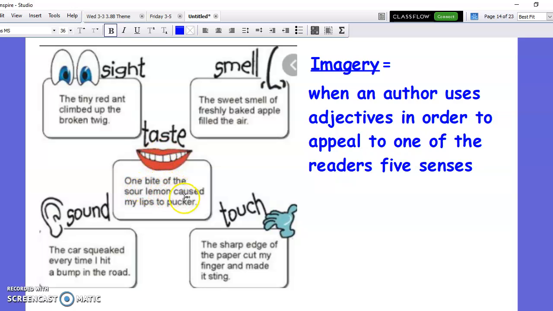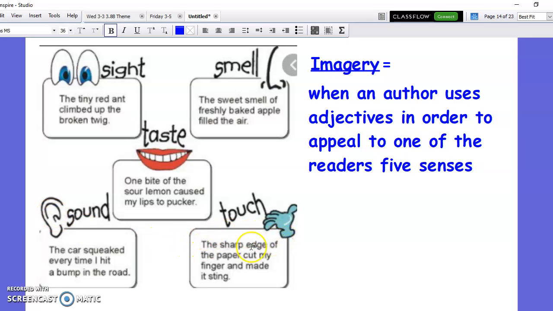One bite of the sour lemon caused my lips to pucker. Sour is an adjective that describes how something tastes, so these words appeal to your sense of taste. Sound: the car squeaked every time I hit a bump in the road. This time it's not an adjective, rather the verb squeak is a type of sound, so it appeals to your sense of sound.